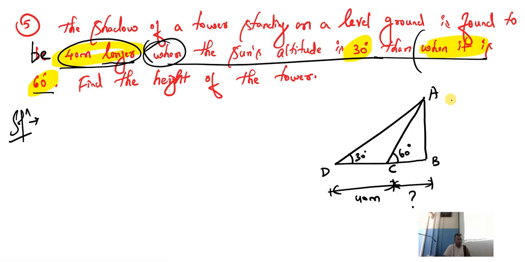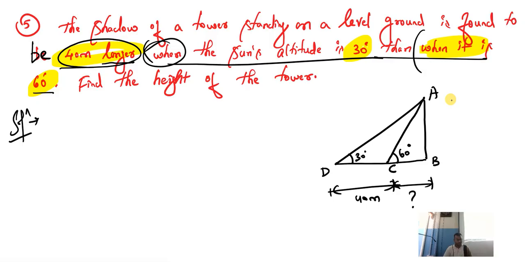Next line. The length of the shadow when sun's altitude was 60 degree is BC. Am I right? Correct, no? When sun's altitude was 60 degree, what is the length of the shadow? BC. You understood?